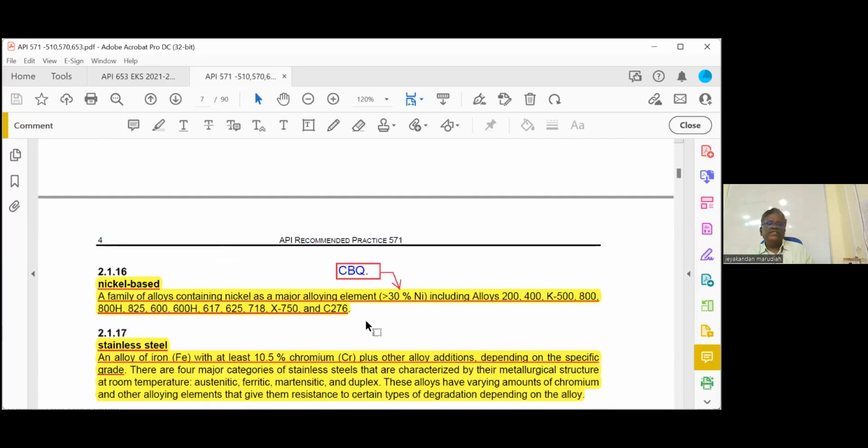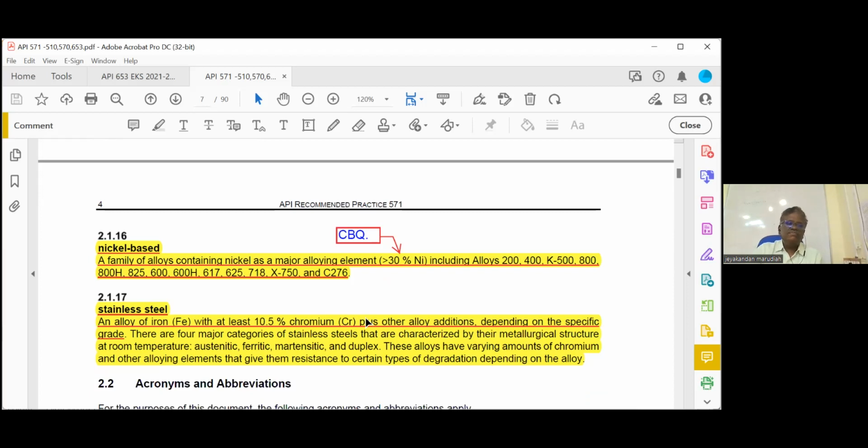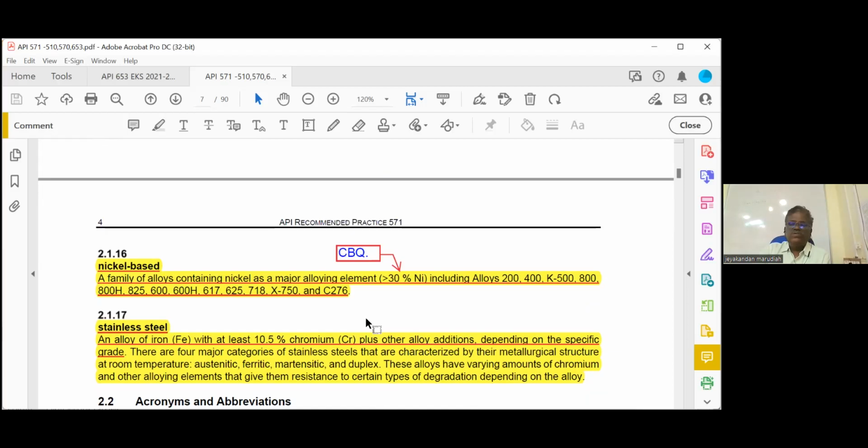Okay. Next, this is important: nickel based alloys. What is meant by nickel based alloys? A family of alloys containing a major alloying element greater than 30%. See, I told you, alloys with a 3-digit number: 200, 400, 500, 800, 600, 600H, all these things. Then finally, what is meant by stainless steel? The alloy of iron with at least 10.5% chromium plus other alloying elements depending on the specific grade.